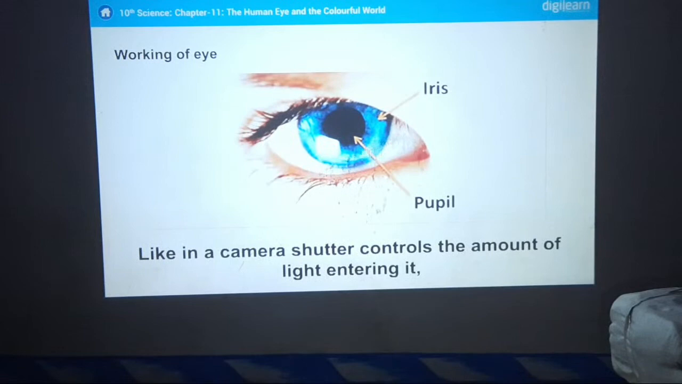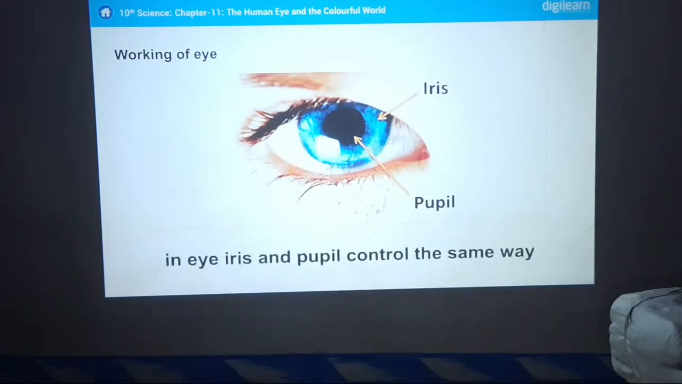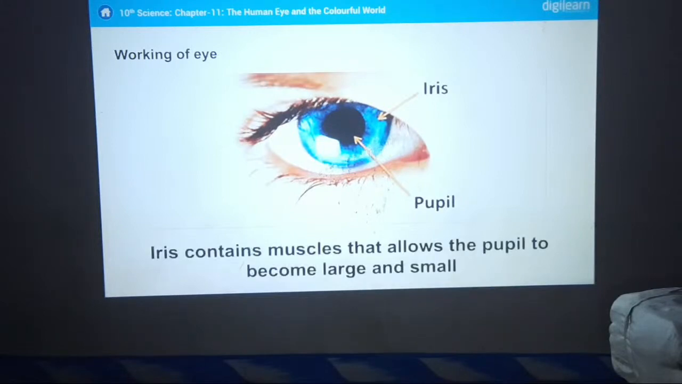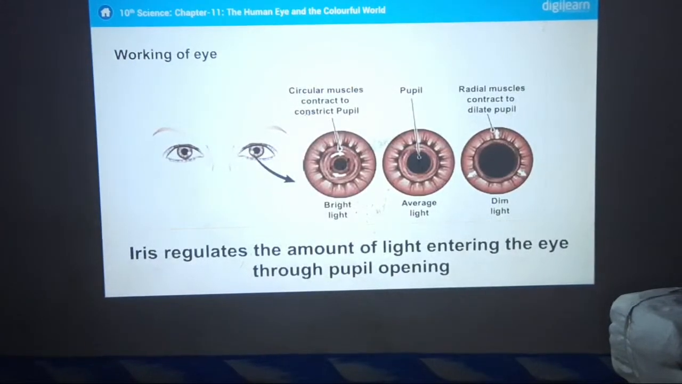Iris and pupil. Like a camera shutter controls the amount of light entering it, in the eye, iris and pupil control the same way. Iris contains muscles that allow the pupil to become large and small. Iris regulates the amount of light entering the eye through pupil opening.